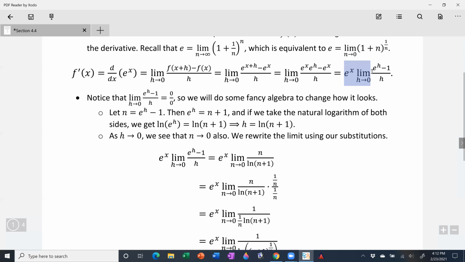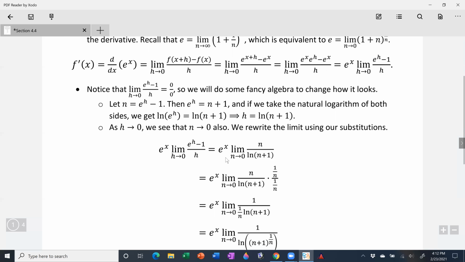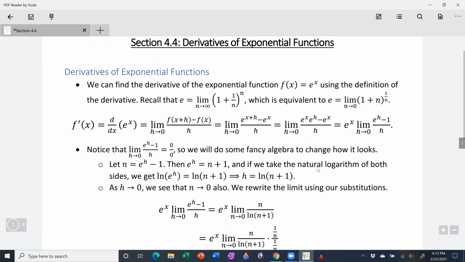So picking up where we left off, this step here, I wrote it down here again. That e to the x is still just going to hang out in the front. But now all of our substitutions are in place. Instead of h goes to 0, we're going to have n goes to 0. Instead of that numerator stuff, that substitution becomes the n, and then that denominator of h, that substitution becomes the ln of n plus 1. Okay, so why in the world did we do all of that? Well, you're going to see we're trying to build toward that e definition thing.